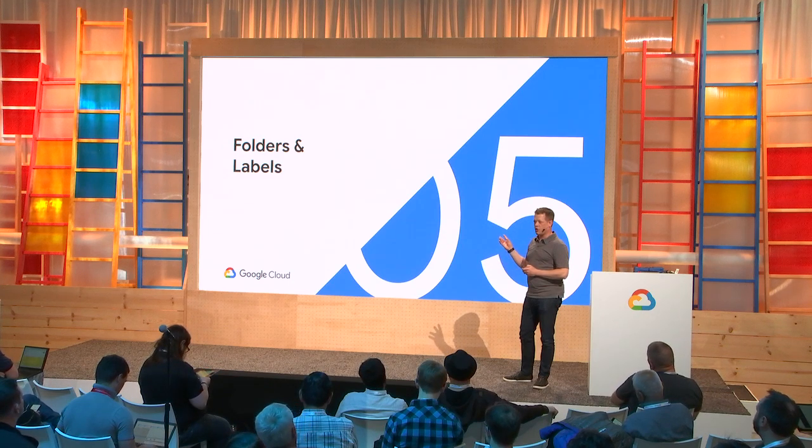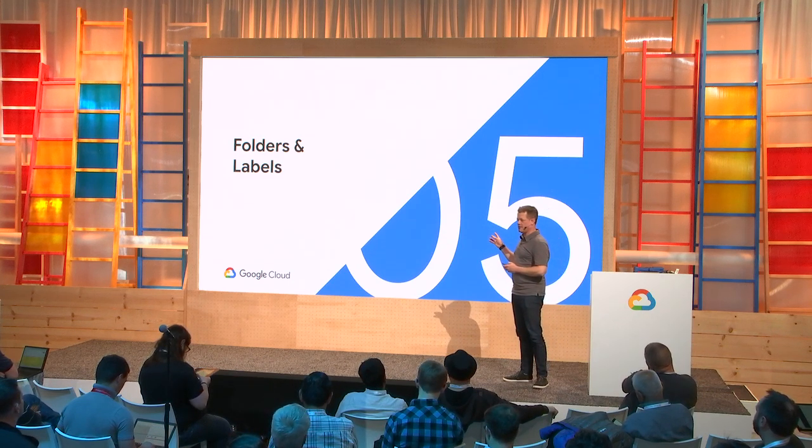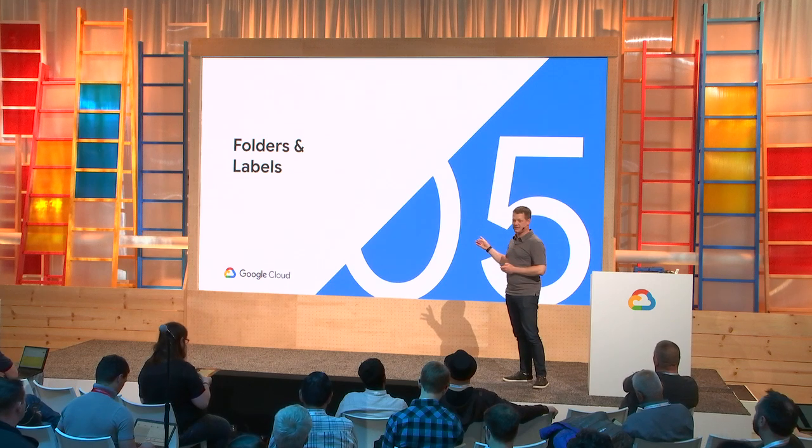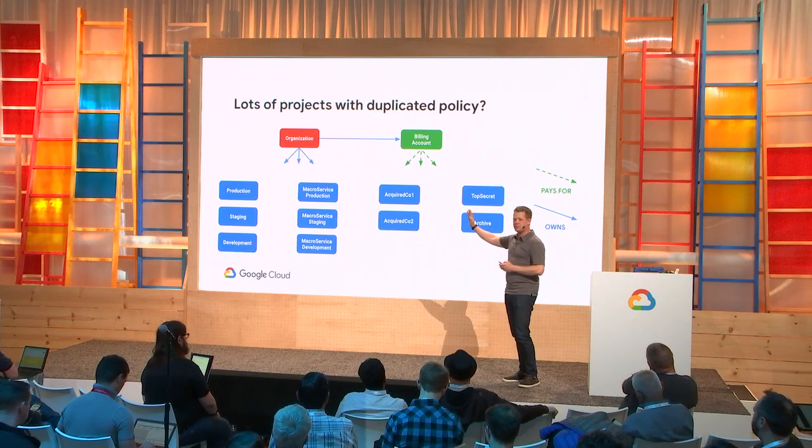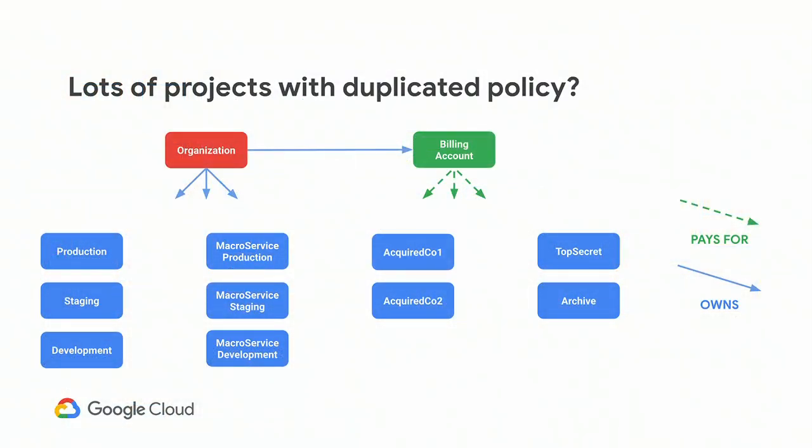Now, we ended our organization part being in a little bit of trouble. We had a lot of projects, and the world was only growing. And you can start to see the delineations where these projects are really in buckets. The first column is stages or environments of our application. The second column is our macro service, our old legacy stuff that we broke out. We've got some acquisitions now. Top secret's still there, don't mention it.